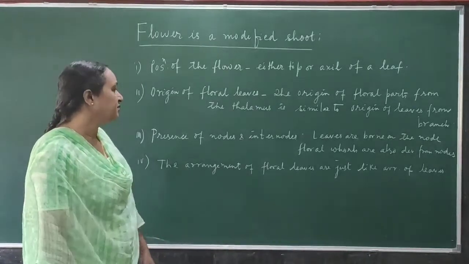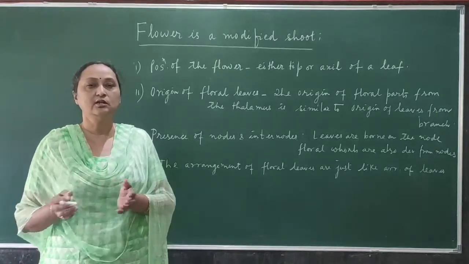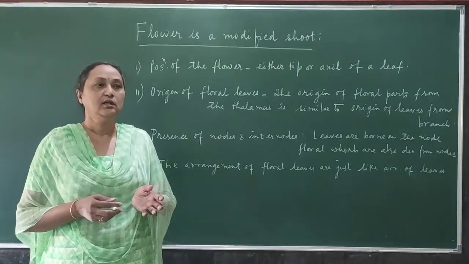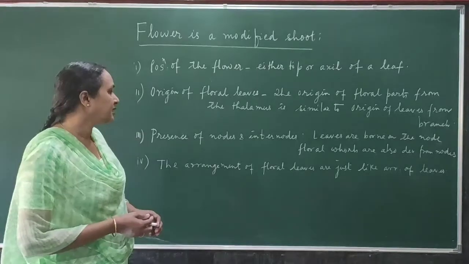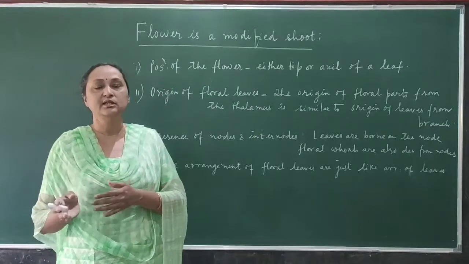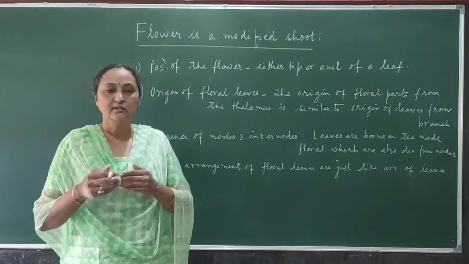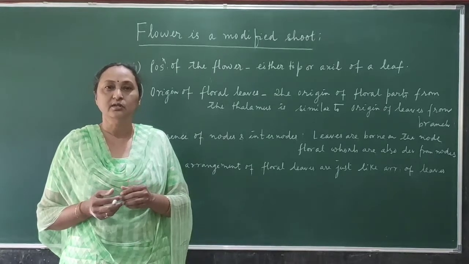Then the arrangement of the floral leaves is just like the arrangement of leaves. As leaves are arranged alternate, opposite, whorled, so there are different types of arrangement. Similarly here also, in the floral bud you can find valvate, imbricate, twisted. So there are different arrangements of the floral whorls or parts of the floral whorls.